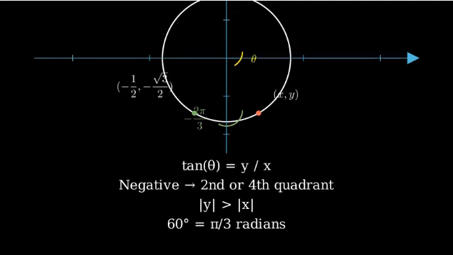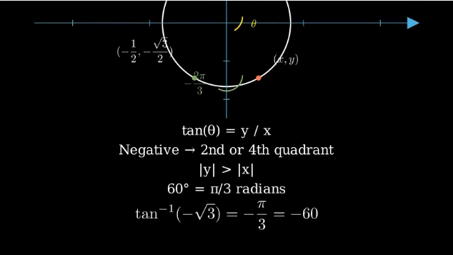Therefore, the inverse tangent of negative square root of 3 is negative pi over 3 or negative 60 degrees. This is our final answer.